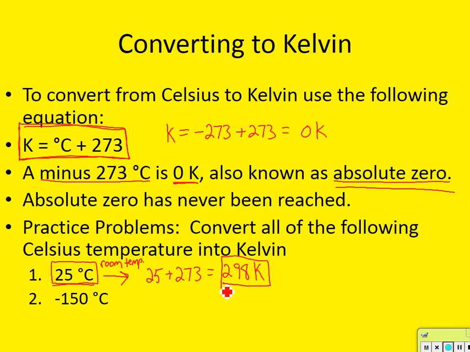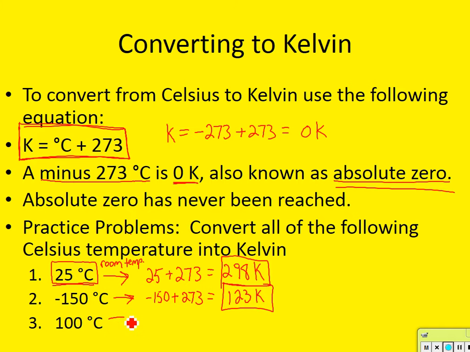Okay, let's do number 2. Let's convert this one to Kelvin. Okay. So we've got a minus 150 plus 273. So a minus 150 plus 273 is equal to 123 Kelvin. It's a very cold temperature. Remember, room temperature is 298 Kelvin. And so if you're down to 123 Kelvin, that's a very cold temperature. Very, very cold.